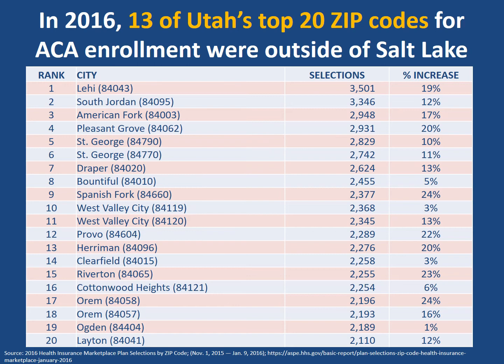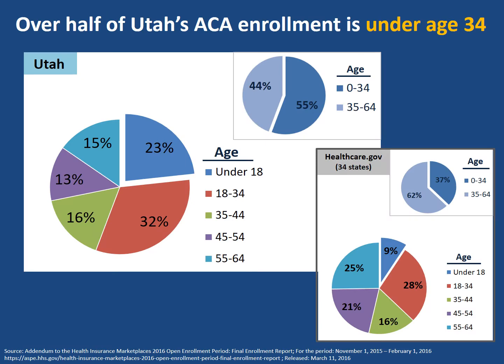We like to point that out because there's people signing up all across the state. This isn't just a big city benefit, right? This benefits people all across the state, your neighbors, your friends, people you might not think were signing up for it. Over half of Utah's ACA enrollment is under the age of 34. What that means is we have a lot of young people signing up in Utah, and that's one of the reasons that Utah's insured rates, or excuse me, the rates for the cost of health insurance are low. We're one of the lowest cost health insurance states in the nation.